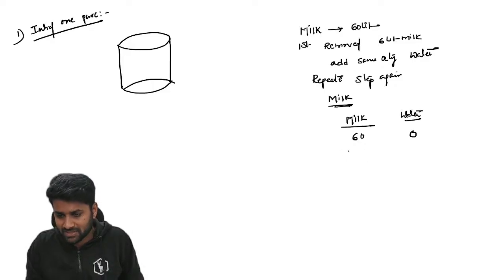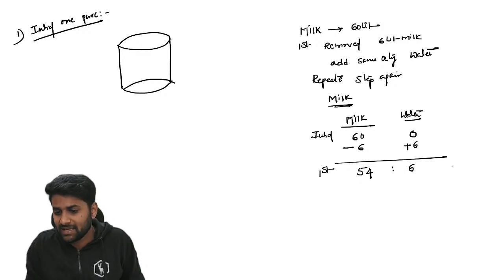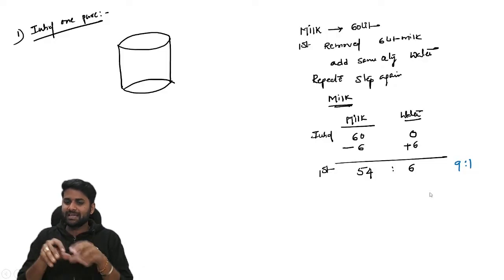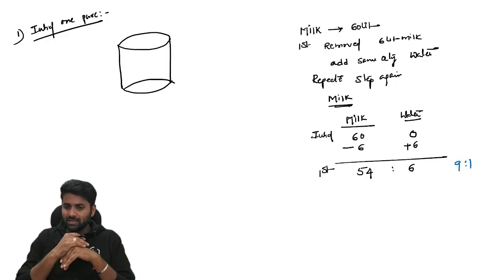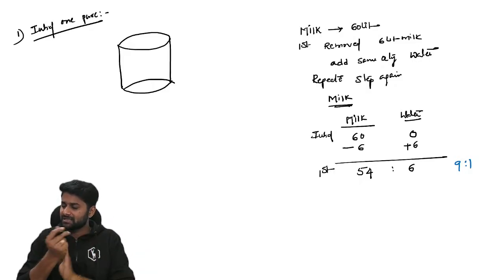The first information says that in step number one, remove 6 liters of milk and add the same quantity of water. So finally, after step 1, we will get 54 units of milk here and 6 units of water here. This is the initial one, and this is the first step. Now the respective ratio of milk and water is 9 is to 1, meaning out of 10 units, 9 units is milk and 1 unit is water. So out of 60 liters, 54 liters is milk and 6 liters is water.